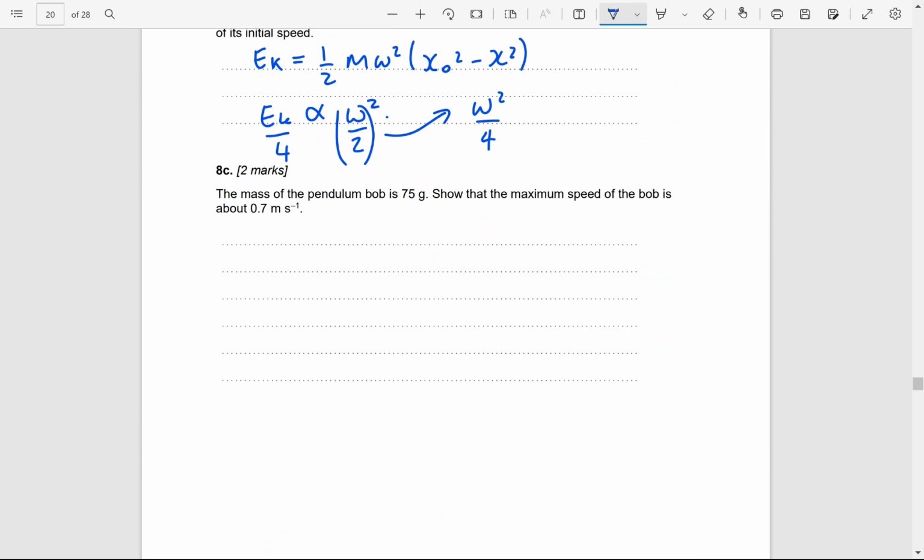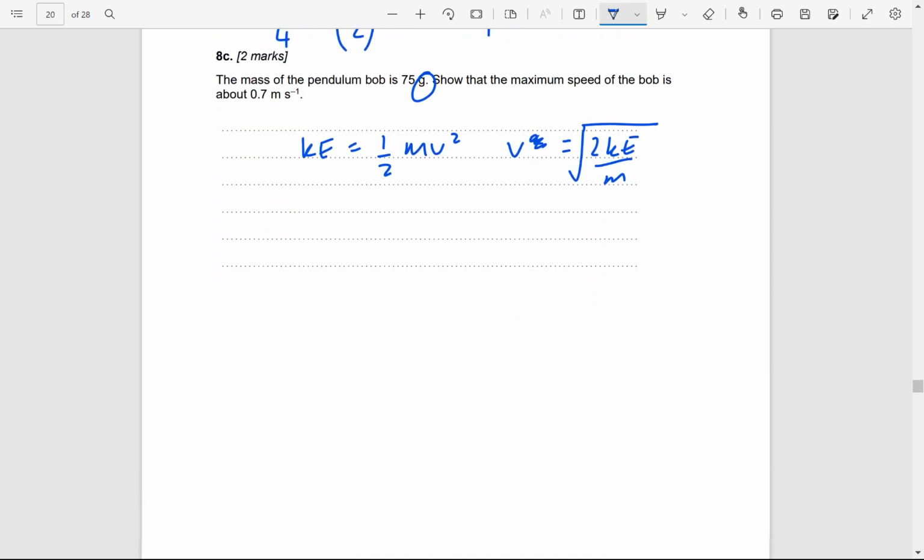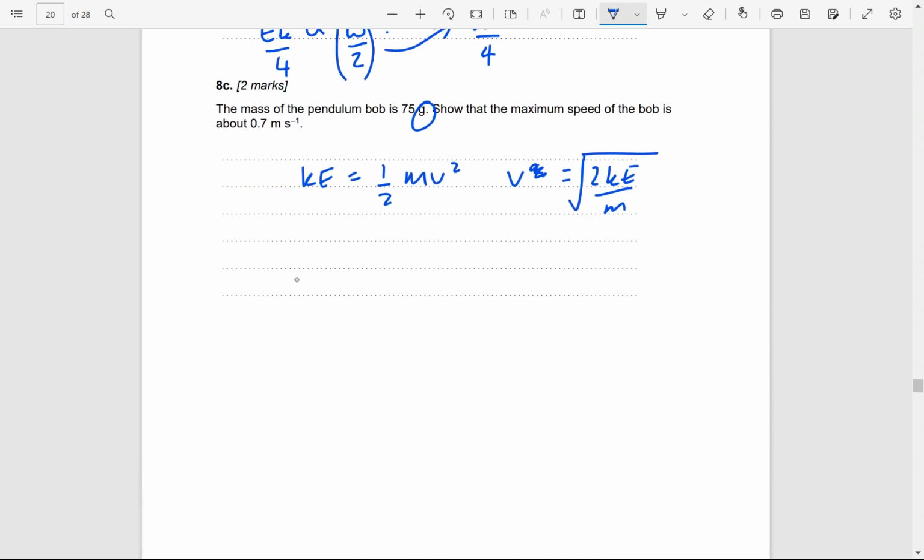The mass of the bob is 75 grams. Be careful, they've put it in grams. Show that the maximum speed of the bob is about 0.7. So kinetic energy is half mv squared. So we are trying to find v max. So v squared equals 2 KE over m. But I'm just going to scrub out the square and do a square root.